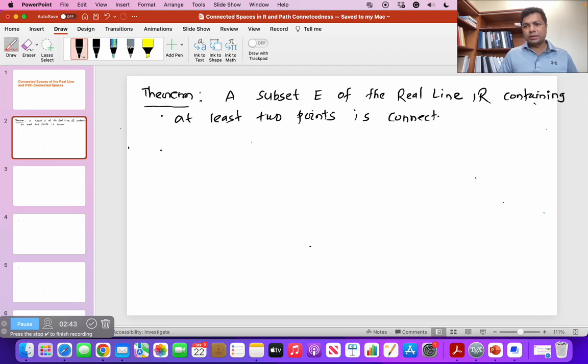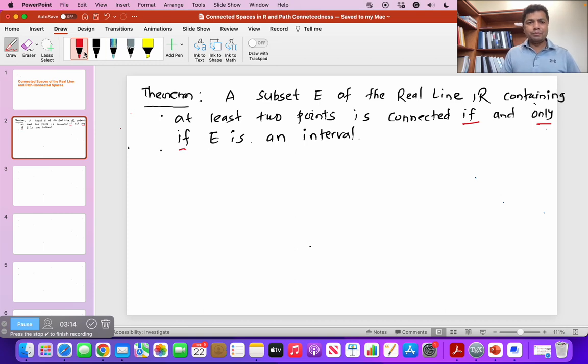if and only if E is an interval. Okay, so you can see this theorem has an if and only if condition. If and only if means a two-side implication.